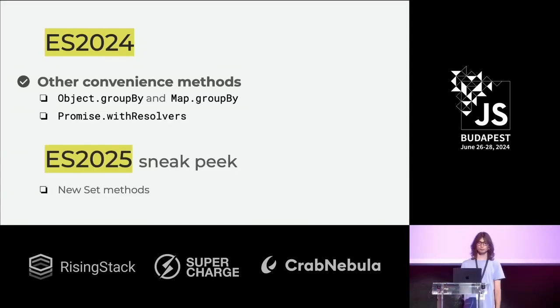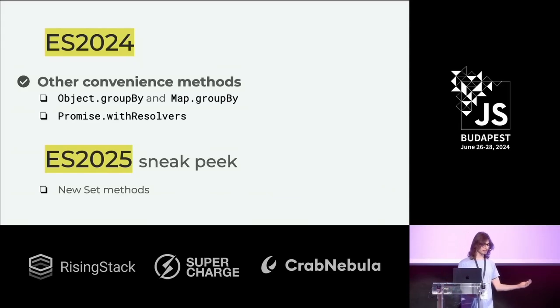That was it for ES2024, but we also already have some ES2025 features. These features have been approved. So we approved ES2024 yesterday, but the deadline for adding new features is 60 days before. So for features approved after the deadline, they will need to wait until the next ECMAScript version.